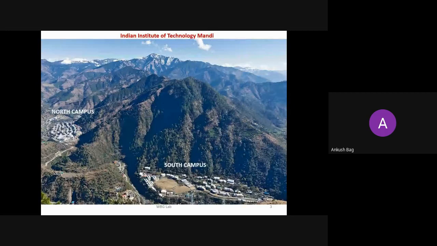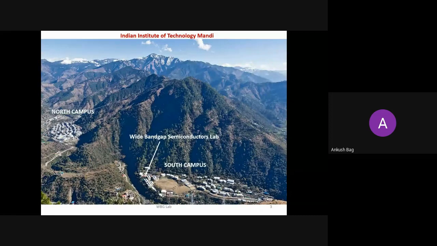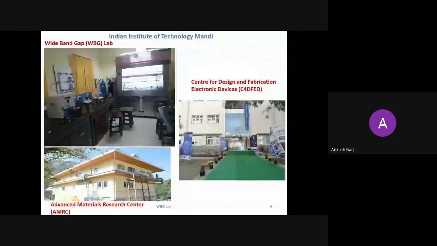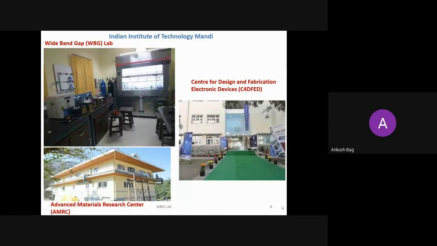So now, just to introduce our campus, we are literally from the Valley of the Himalayas. You can see IIT Mandi has two campuses. One is called North Campus and another one is South Campus, back to back of a hill. Our lab and all the research facilities are in South Campus, while presently I'm staying in North Campus. Here we have a very small facility, which we call our very own lab. Apart from the lab, we have a few other centralized facilities like C4 DFED, where we fabricate our devices. We have this clean room setup just recently inaugurated.